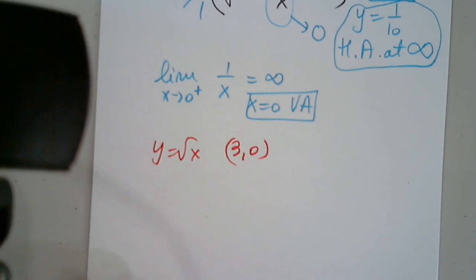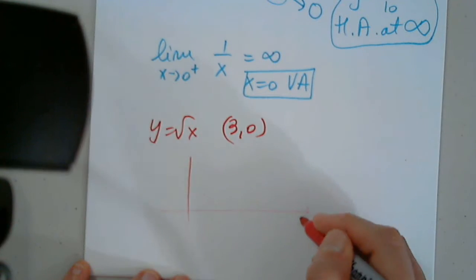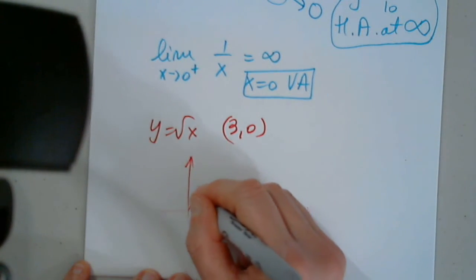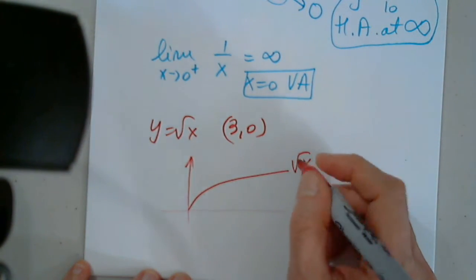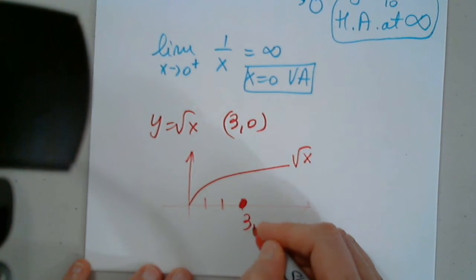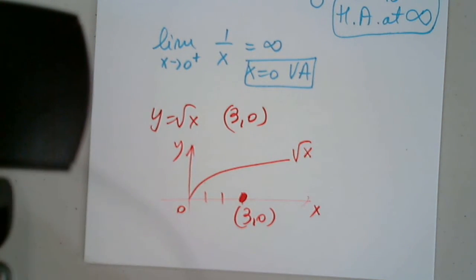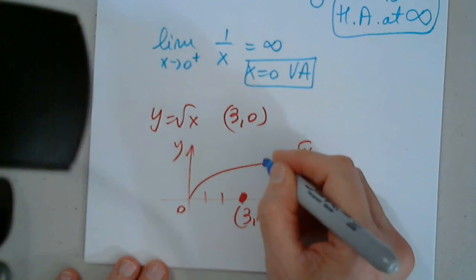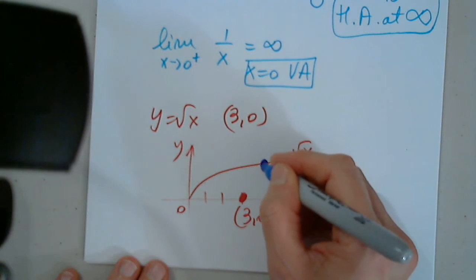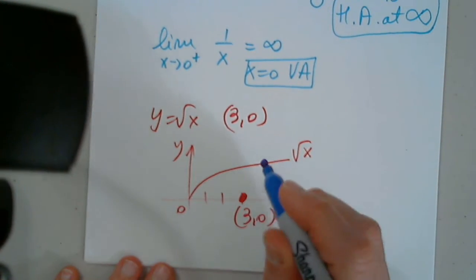Okay, so first of all, this is the square root of x, and (3, 0) is this point. Let's say the point on the square root of x that is closest to (3, 0) is here. Of course it's not drawn exactly, and it doesn't matter. I'm just going to say it's that.